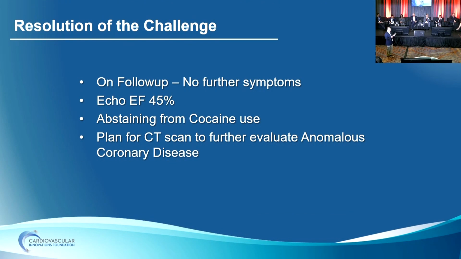So I'm going to end with this and let the panel take over here. On follow-up, he had no further symptoms. He was discharged with preliminary treatments, EF of 45%. To answer your question, he actually had a history of recent and prolonged cocaine use, which may in part contribute to the spasm of the coronary vessel and be a player, so to speak, in his presentation.